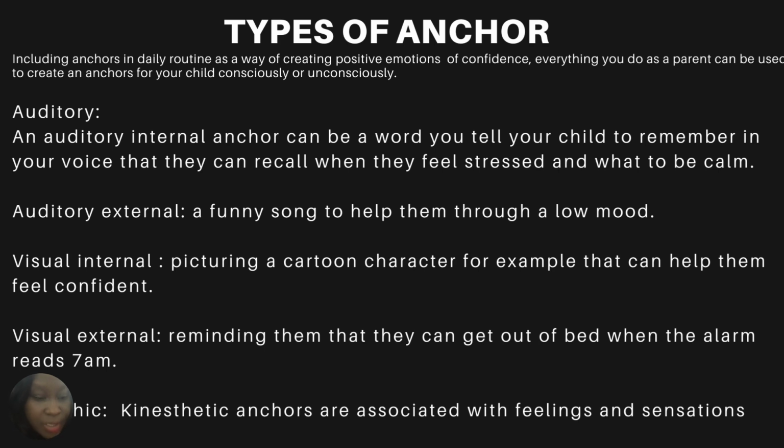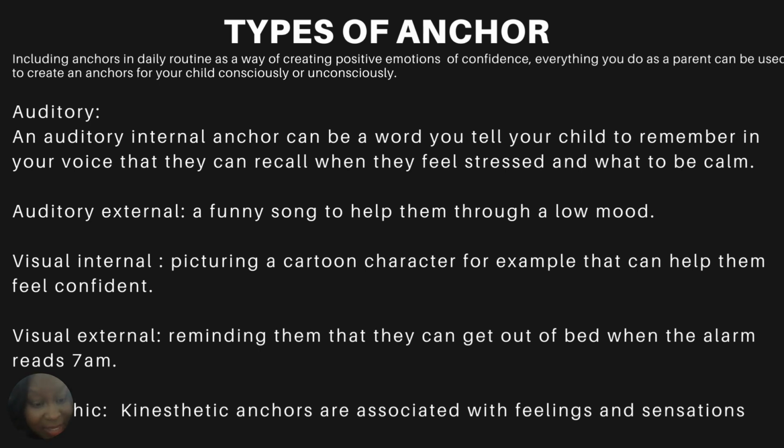The type of NLP technique to use, especially when you want to trigger confidence in your child, when you want to give them a tool that they can use to trigger confidence in themselves, is developing and building an anchor. So, we've looked at the different ways in which information is processed, and these are the ways you can also use to build and develop an anchor with your child. An auditory anchor can be a word you tell your child. An auditory external anchor can be a funny song that helps them through a low mood. A visual internal anchor can be picturing a cartoon character that helps them feel more confident.